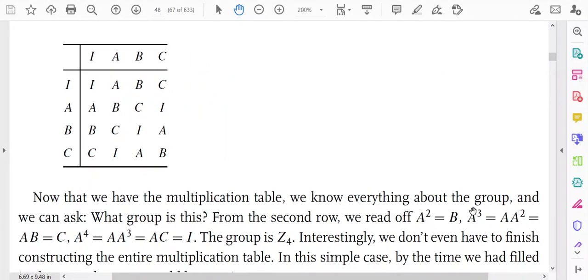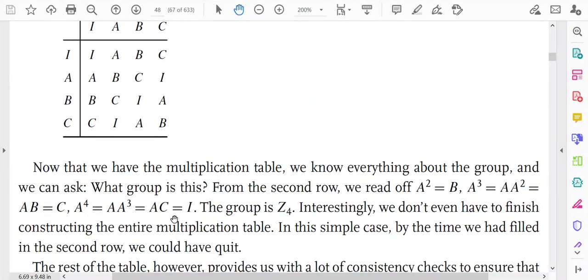We know everything about the group and we can ask what group this is. From the second row we read A square is equal to B. From the second row you see that A into A, that is A square, is equal to B. So what will be A cube? A cube will be A into A square, equal to A into B, is equal to C. And what is A to the power 4? A to the power 4 is equal to A into A cube, that means A into C, because A cube is equal to C, is equal to I. Now A to the power 4 is equal to I.